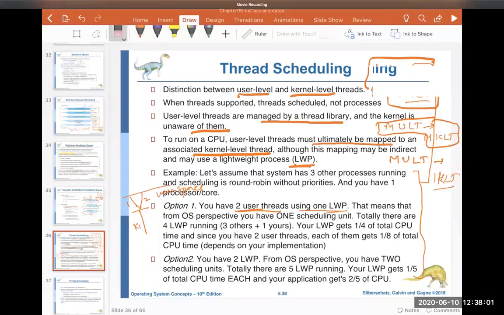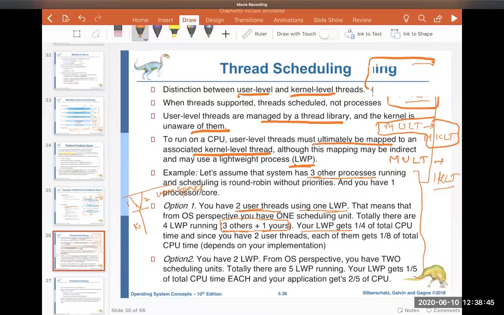So this means that let us suppose within your operating system already 3 other processes are running. In that case, actually how many processes would go to that particular queue would be 4. So 3 others and 1 yours, because we created 2 user threads in user space, but they are mapped to one lightweight process in the kernel space. So how many total processes have become? 3 plus 1. Your lightweight process would get 1/4 of the total CPU time, so if there are 4 processes.